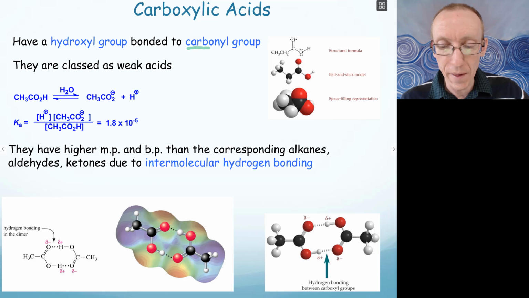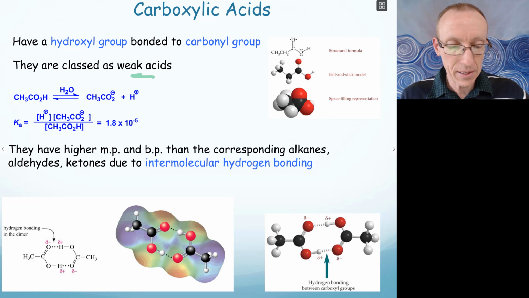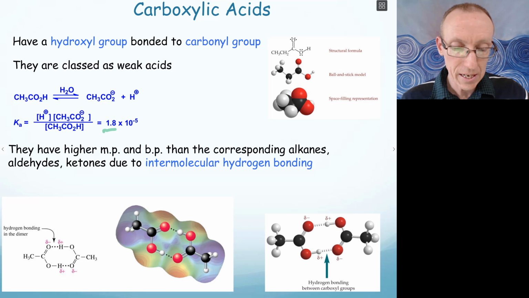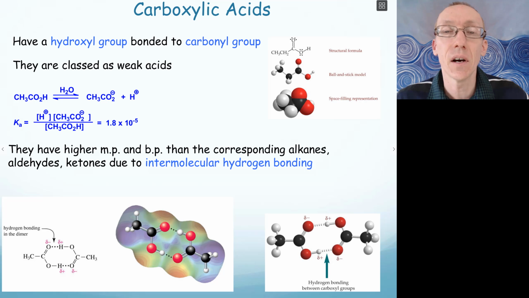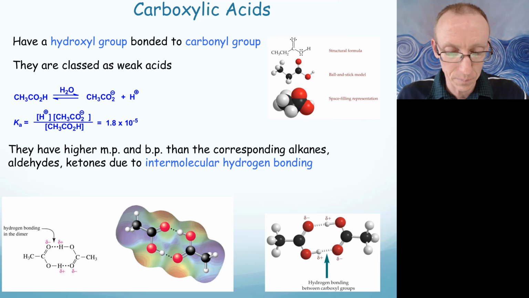They're quite different to other carbonyl compounds, such as ketones and aldehydes, and they're quite different to alcohols, which also have OH groups. And one of the most important differences is that they're weak acids. So the Ka, the dissociation constant for acetic acid, is 1.8 × 10^-5. So it's weakly dissociated in aqueous solution.